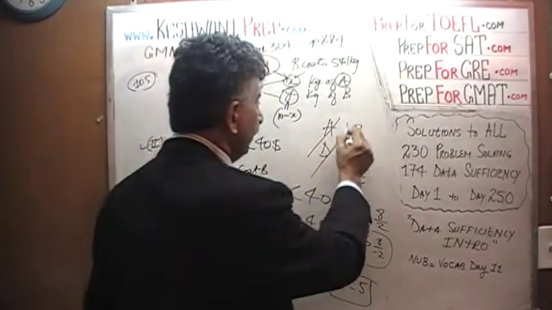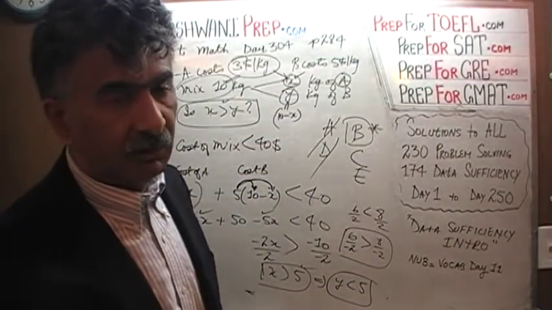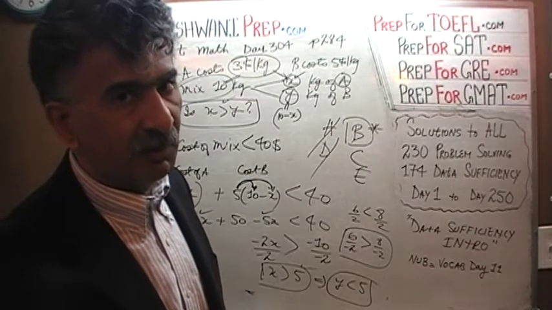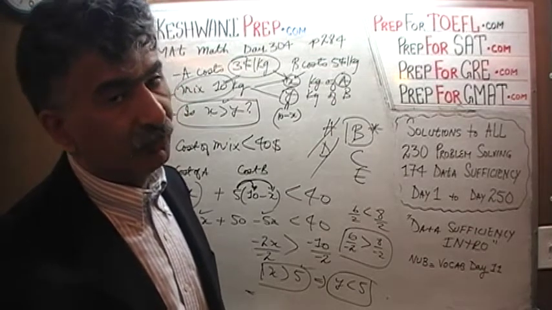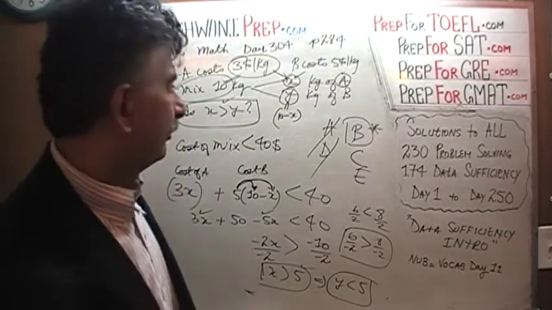The answer is B. The second statement does enable us to answer the question, did we buy more of the x than the y? The answer is yes, we did. We must have bought more than 5 kilos of x, and therefore less than 5 kilos of y, because they add up to a total of 10 kilos of mixture.